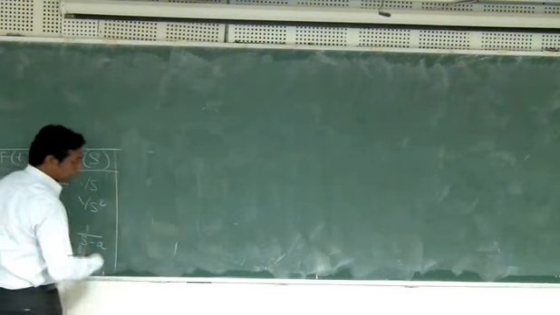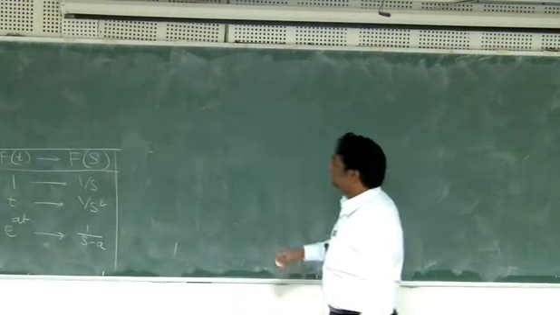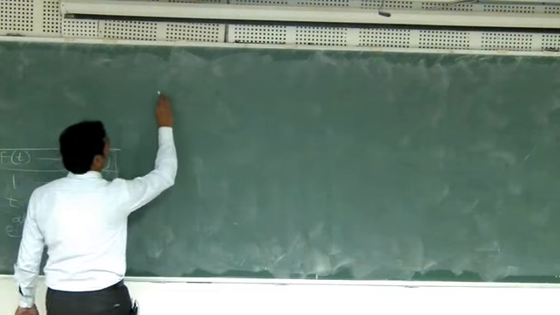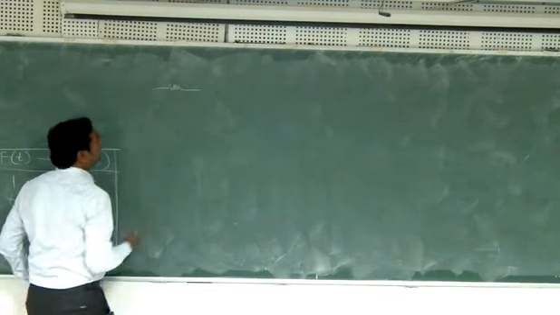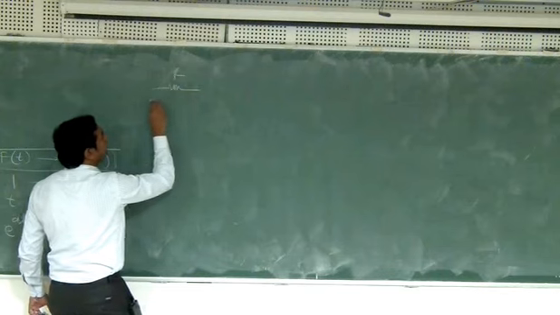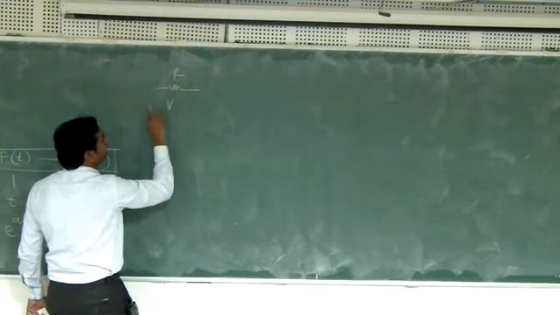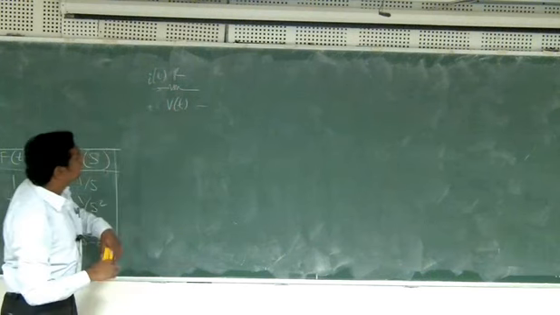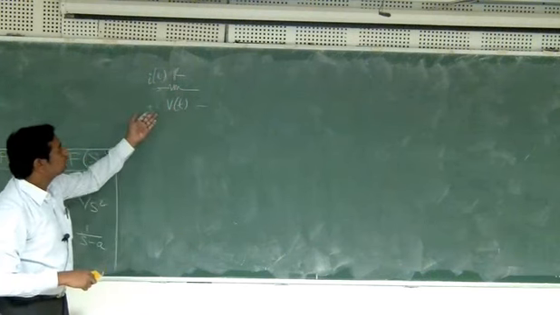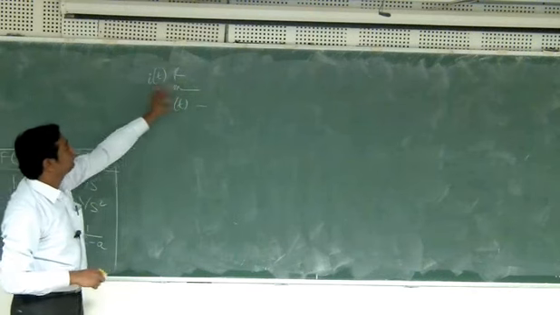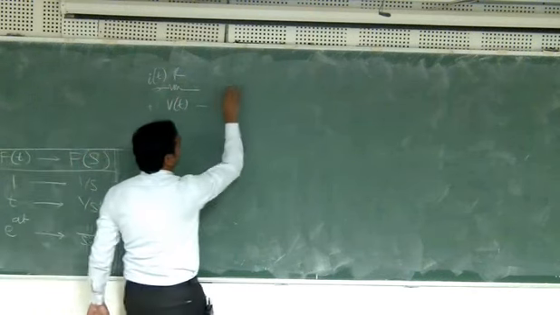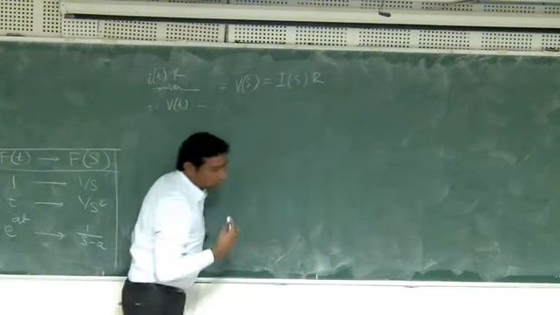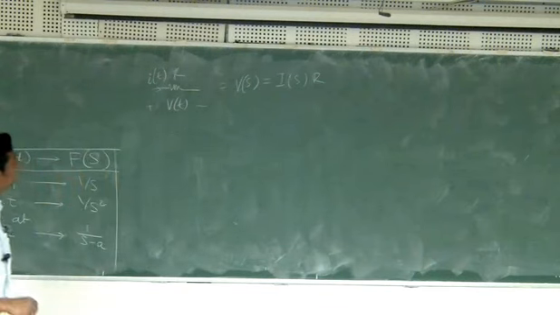Let me quickly review the circuits part also. So maybe I'll write it here. If you have a resistance, and then V is plus minus and then I, so I of t, V of t. So this is in time domain. And Ohm's law is just a multiplication of I of t into R equal to V of t. So this is like V of s equal to I of s into R. So there is nothing interesting there, just multiplication.